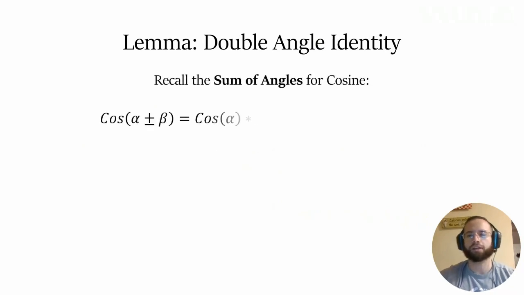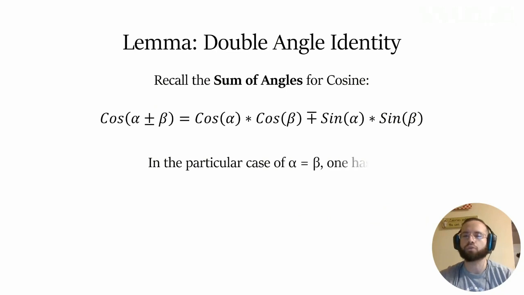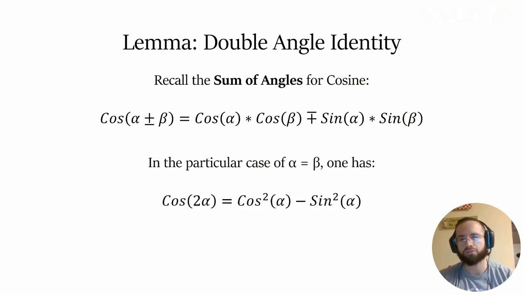So what is the double angle identity? Let's recall the sum of the angles for the cosine function. Cosine of alpha plus or minus beta is equal to cosine alpha times cosine beta minus or plus sine alpha sine beta. Now, if we take alpha equal to beta, then we have cosine 2 alpha equal to cosine squared alpha minus sine squared alpha. Why is this useful? Well, we can solve for cosine squared and try to rewrite sine squared in terms of cosine, and then we have a way to reduce cosine squared to cosine 2 alpha, so we can reduce the order. This is going to be helpful if we have a polynomial of higher order in terms of cosine.